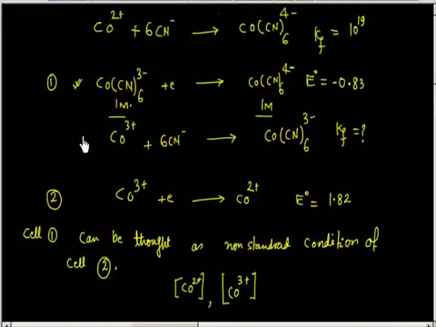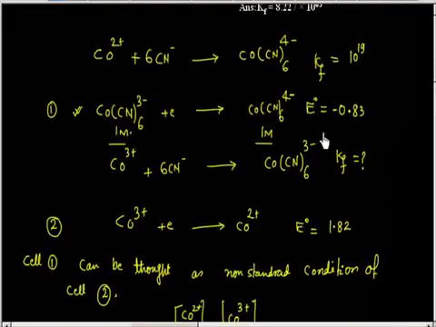So how will we proceed? Now I know the E degree for this cell, and this E degree is for when this is 1M and this is also 1M. So let us try to calculate E for this cell and then we will equate it. Now this is 1M. Now calculate the concentration of Co2 plus.